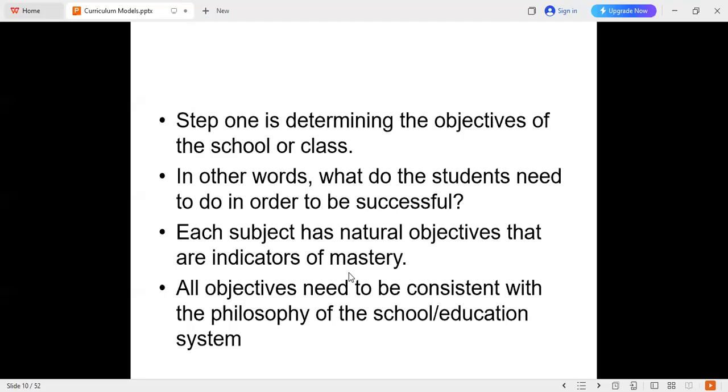Philosophy is very important. In the past we had some schools that wanted to promote their religion in the society. Then they had a philosophy to develop their curriculum. That is one example I'm giving. Their religious philosophy was based on their religion.